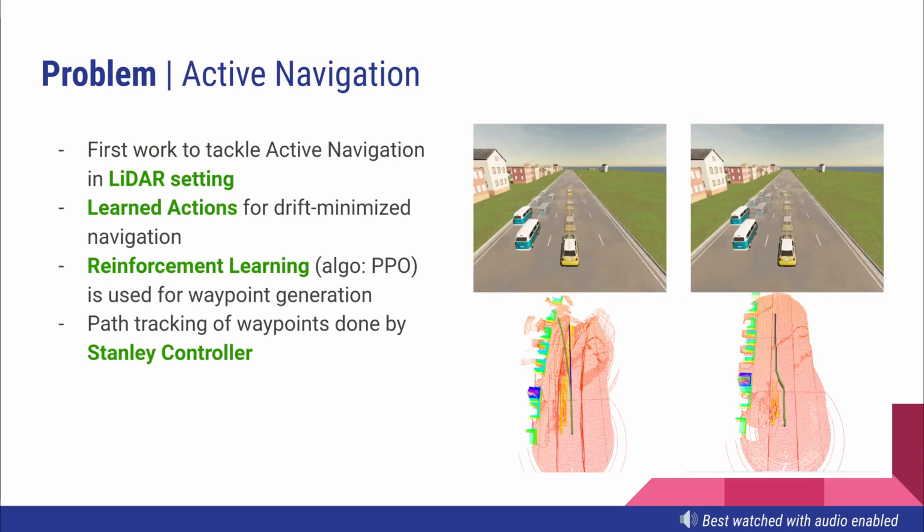Ours is the first work to tackle the problem of drift minimized navigation with LiDAR as the primary sensory modality. We use reinforcement learning, specifically proximal policy optimization or PPO for short, in order to learn actions that can minimize drift. For modeling a PPO, we delicately define a reward explained in the following slides. The waypoints generated by our RL model are then traversed using a Stanley controller that solves the path tracking problem.